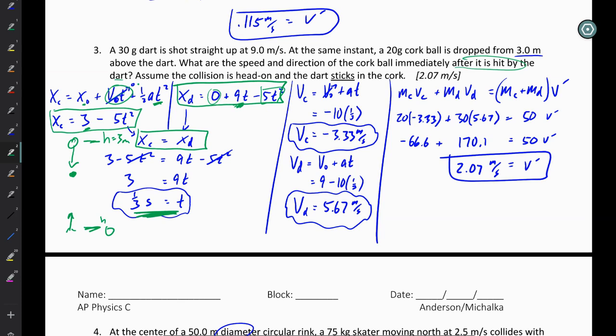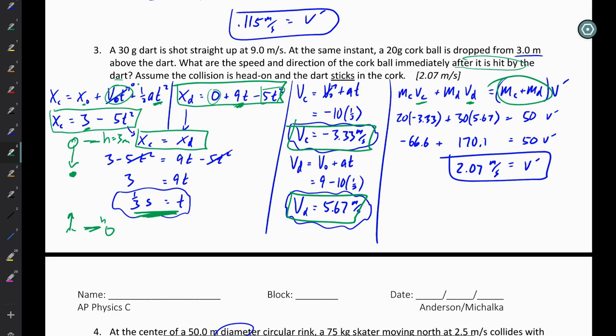Now we can actually get into the momentum part of it. Well, almost. Now we've got to find out how fast each one is going at the moment of the collision. So again, using kinematics, we can find that the velocity of the cork is -3.3 meters per second, and the velocity of the dart is 5.67 meters per second. Now, finally, we can get to the actual momentum, because we need initial velocities to answer our question. We know that they're going to be combined afterward because the dart sticks into the cork.